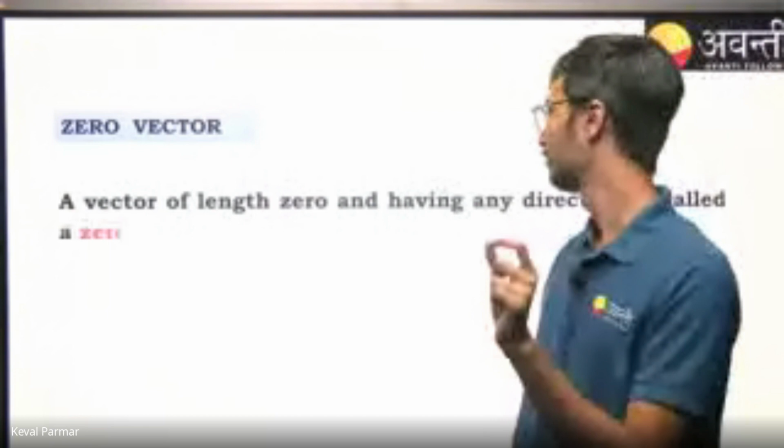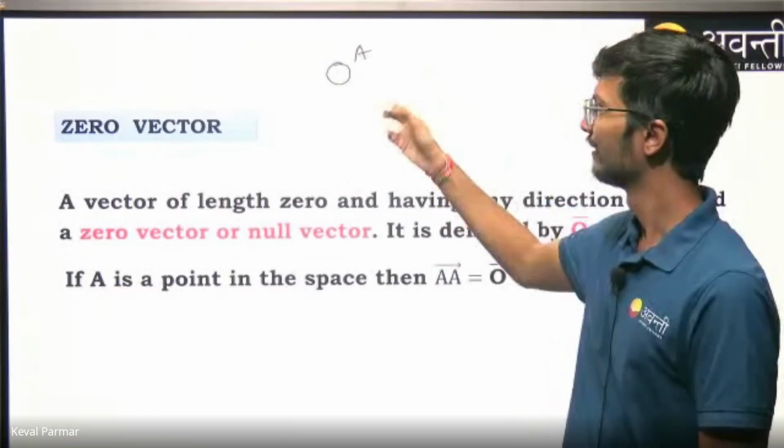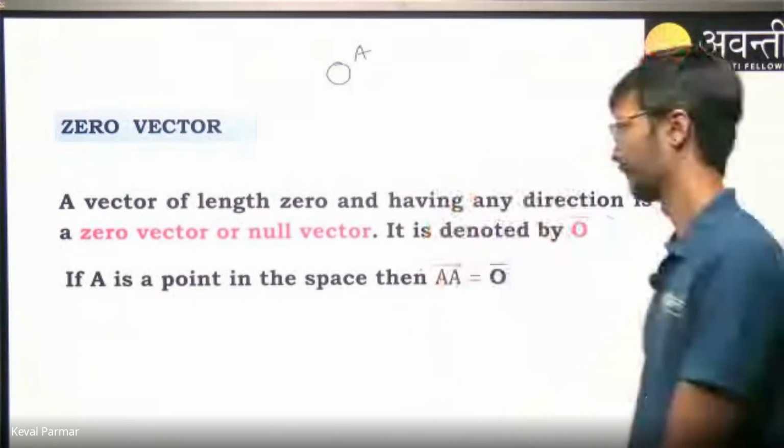Next, same thing. If this point is A, then A bar is a null vector because we didn't move from point A. So what is next?